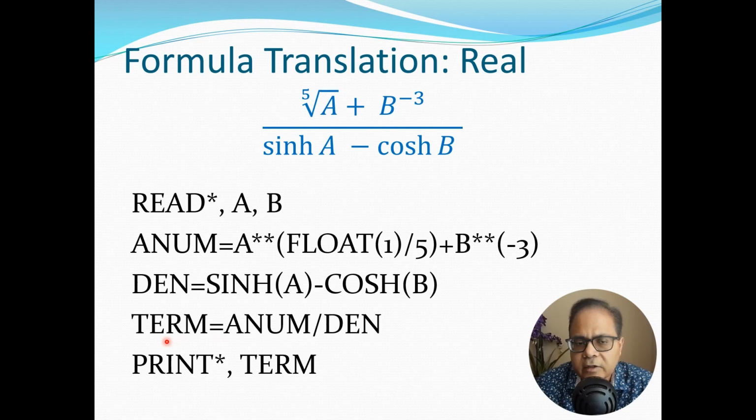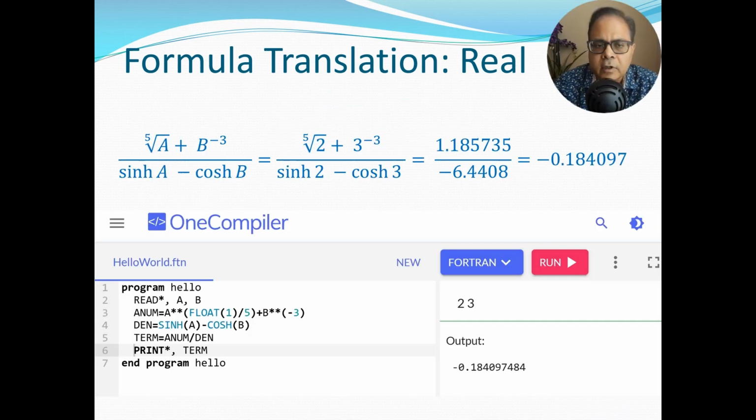So I can get the value of this term or expression as num by den, and then I can print this term out. So I put this code into the compiler, and then I run it for values of a and b as 2 and 3, and I get this as the output: minus 0.184097. And of course, if I do this by hand calculation, you can do it on a calculator, I get the same value here.